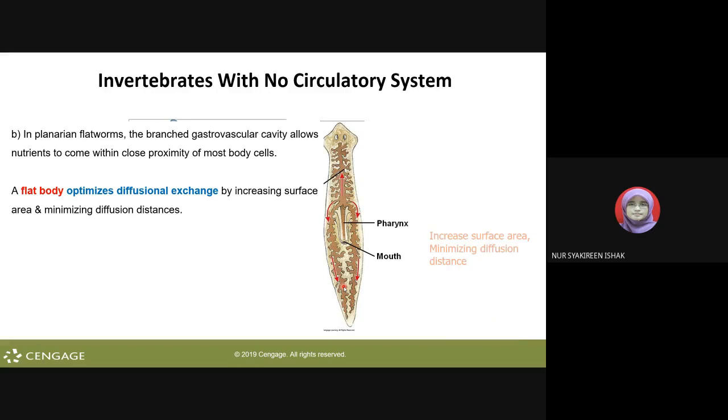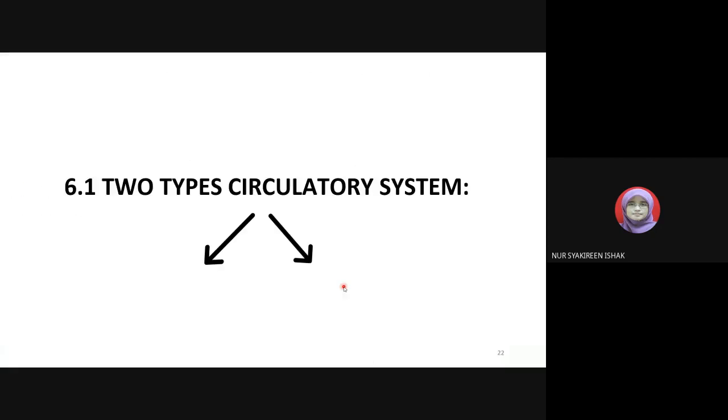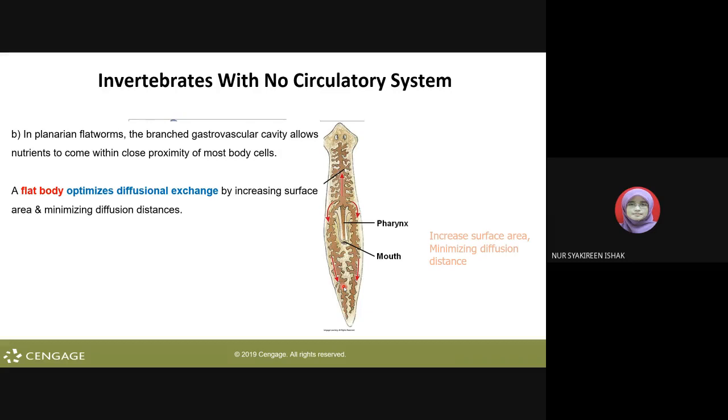Okay, so increase surface area, minimizing diffusion distance. Okay, so senang je kalau dia ada flat body surface, flat body structure, so the distance for the exchange of respiratory gas can occur easily. Okay, so those are for organisms that have no circulatory system, so they will depend on the gastrovascular cavity.